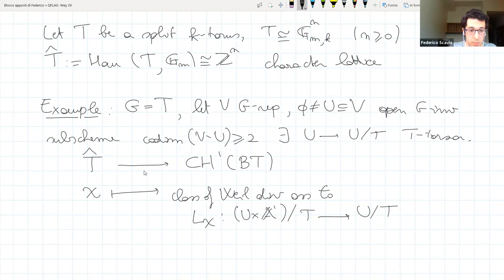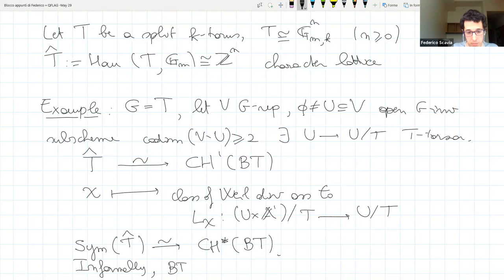And not only that, but it induces an isomorphism between the symmetric algebra on T hat and the Chow ring of BT. So this is a ring isomorphism. It's an isomorphism of graded rings if T hat has degree 1. And again, informally, this corresponds to the fact that if we pick a basis, then BT becomes equivalent to P infinity to the n. And so for these kinds of varieties, one has a Künneth formula, so this is a manifestation of the Künneth formula if you want.